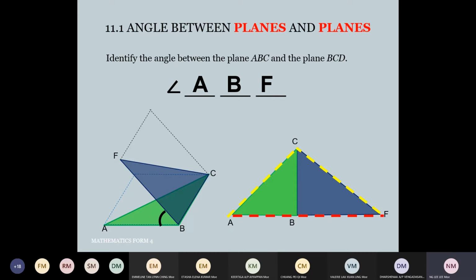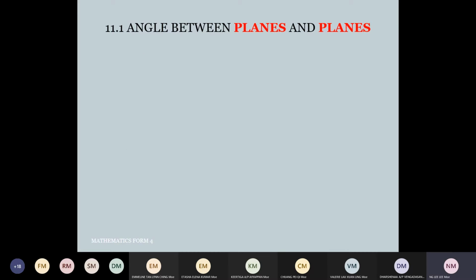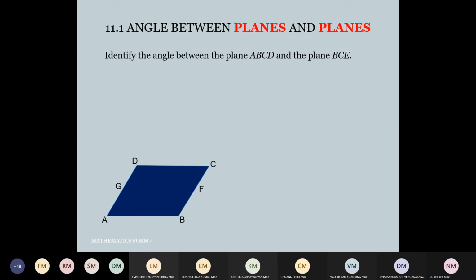Okay, this is the third example. How about this? ABCD. They have another label for G and F because afterwards they will need to make use of their midpoint. G is the midpoint of AD, and F is the midpoint of BC.